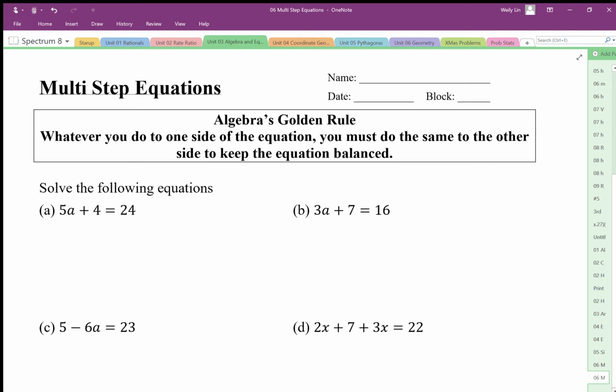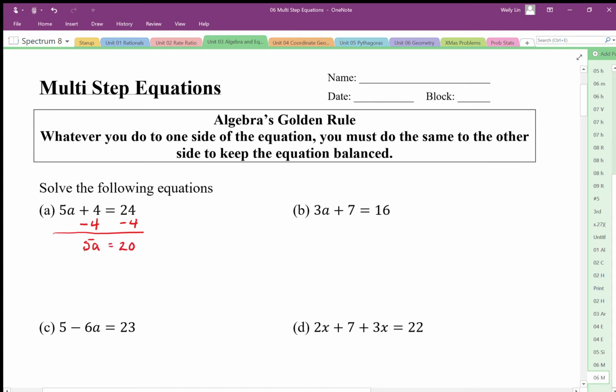So here, I want to solve for a. I need to get rid of the plus 4, so I'm going to subtract 4. Subtract 4, so that's my opposites, there's my balance. Okay, so I'm going to show that I have 5a equals 20.